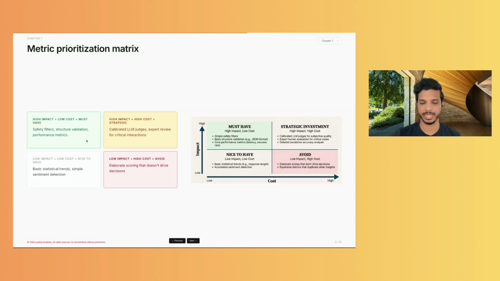Think of something like latency. If your model's response latency is increasing, you would want to know it much sooner than your customers reporting it through bugs. Or even simple safety filters are very valuable to make sure your product is sticking to its lane and not delivering harmful responses. And there's also this category of high-impact but high-cost metrics.